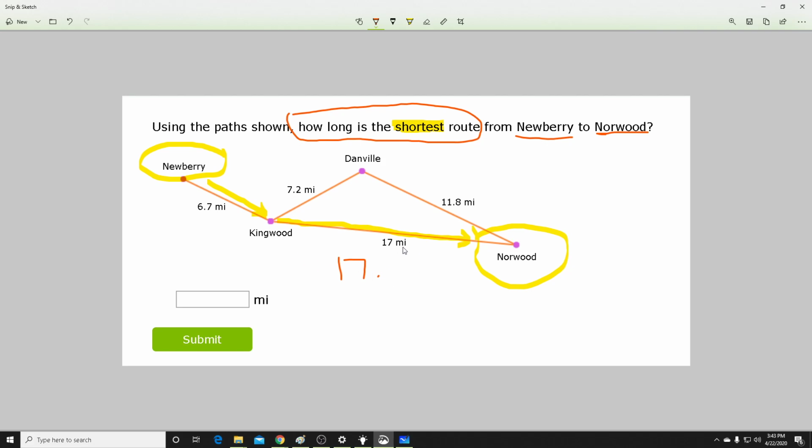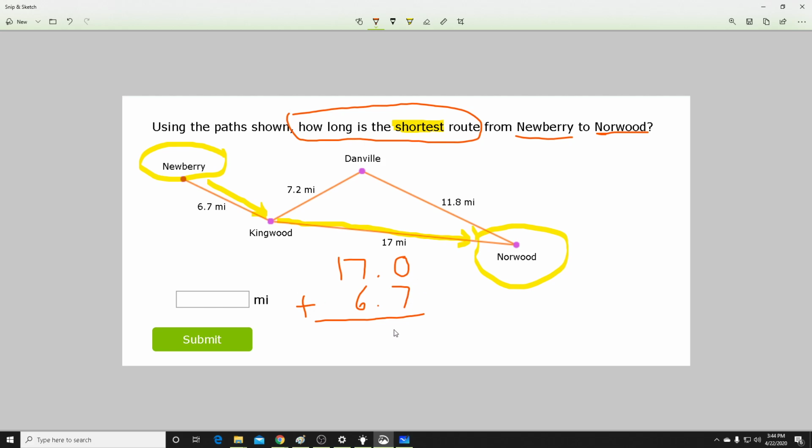I don't see a decimal with our 17, but I do see a decimal here. So that means I'm going to write it as 17.0 so that we can line up our decimals. So now we're adding these up, right? Because we're trying to find the total distance of the shortest route.